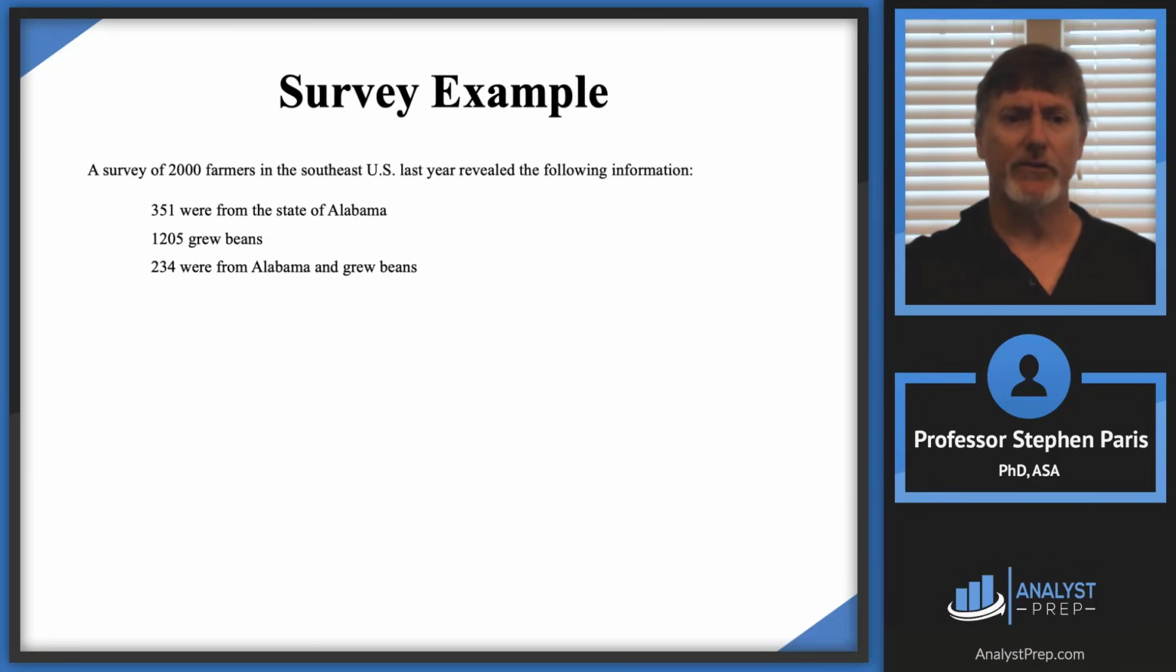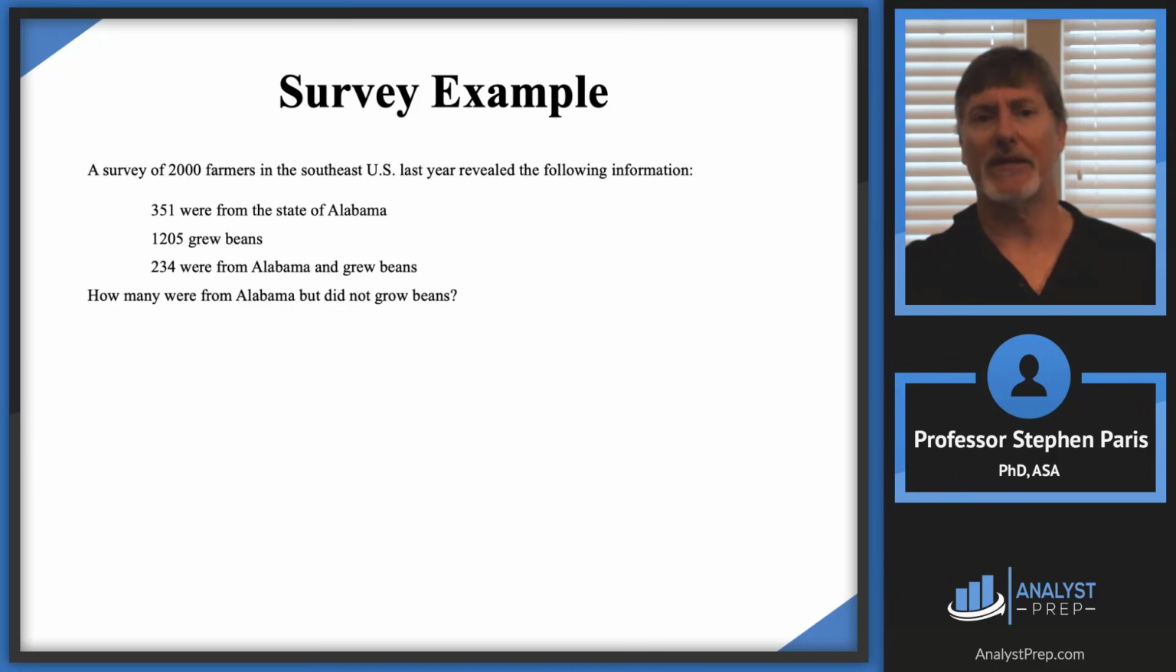I got a survey of 2,000 farmers in the Southeast that reveals the following information. 351 are from the state of Alabama, 1,205 grew beans, and 234 were from Alabama and grew beans. And I might ask the question, well, how many were from Alabama but did not grow beans?